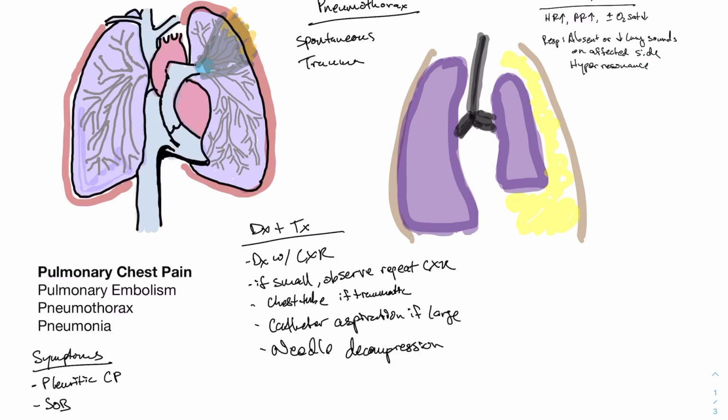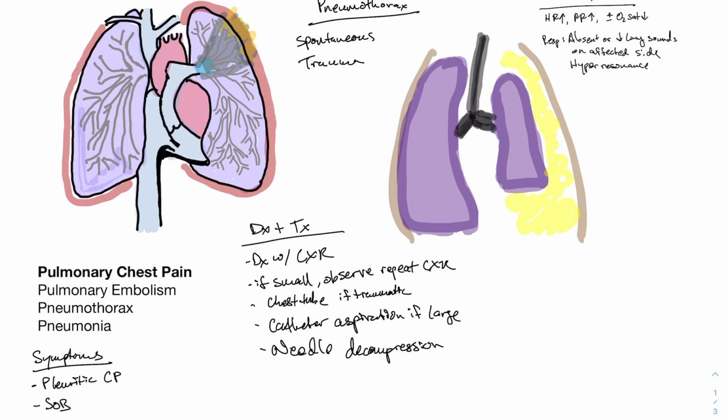Now, what do we do for them? Well, if they're small, we typically just observe and we repeat chest x-rays to make sure that they're getting better. A lot of these will just resolve on their own. If you have a traumatic injury, you would generally insert a chest tube. If it's really large, you can insert a catheter and try to reinflate that lung. But if you have a tension pneumothorax, you need to immediately decompress with a needle.